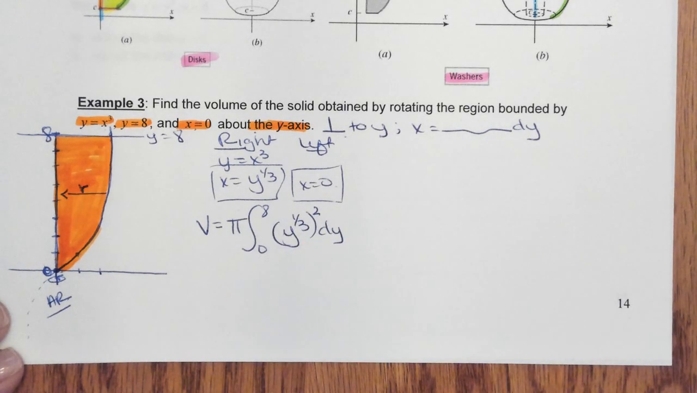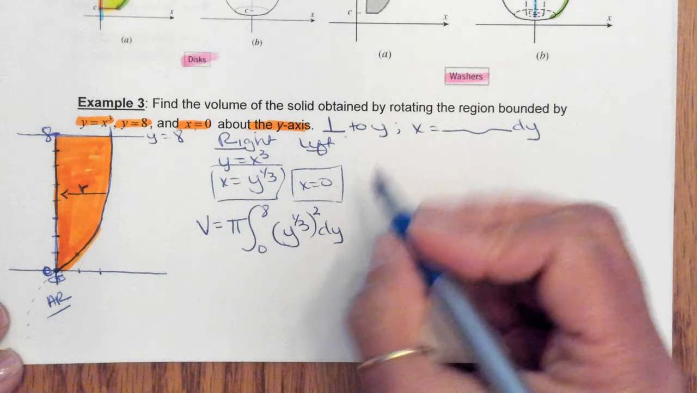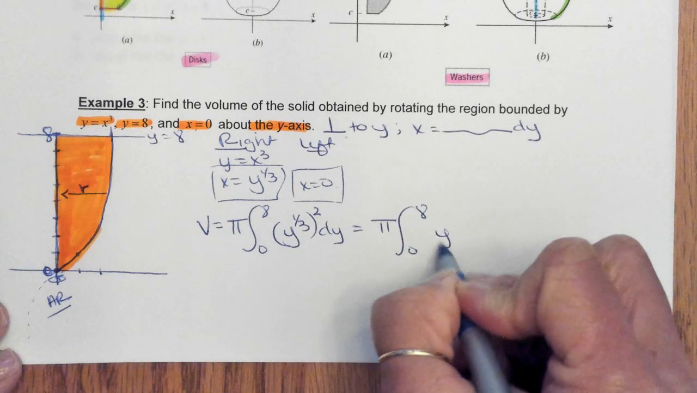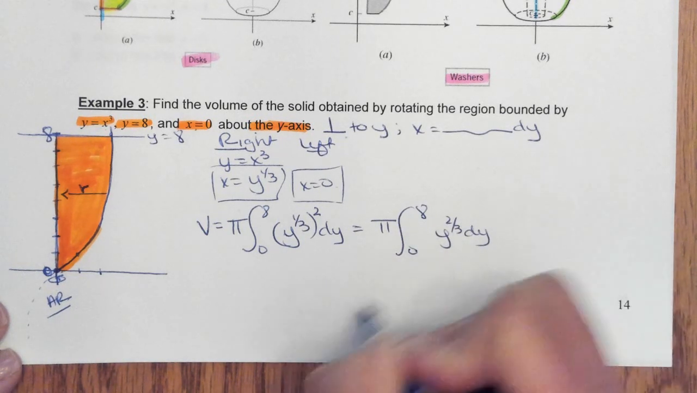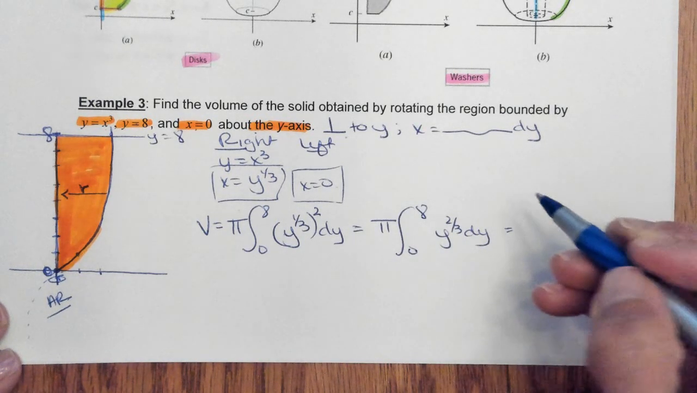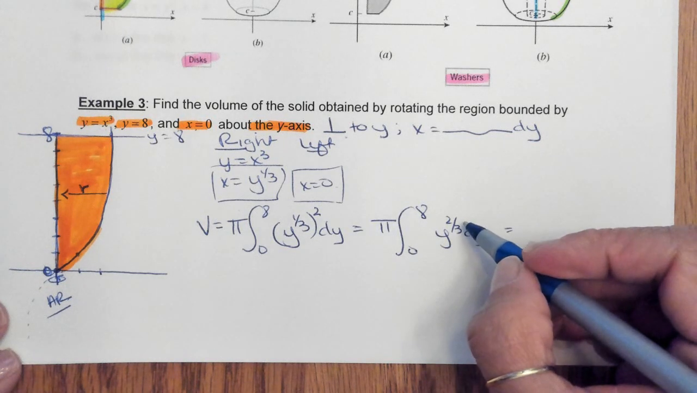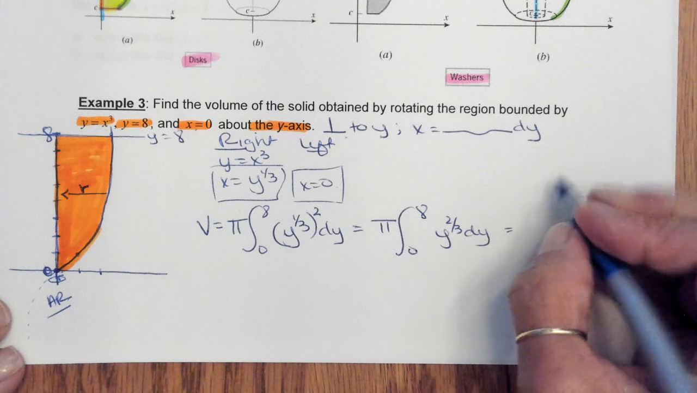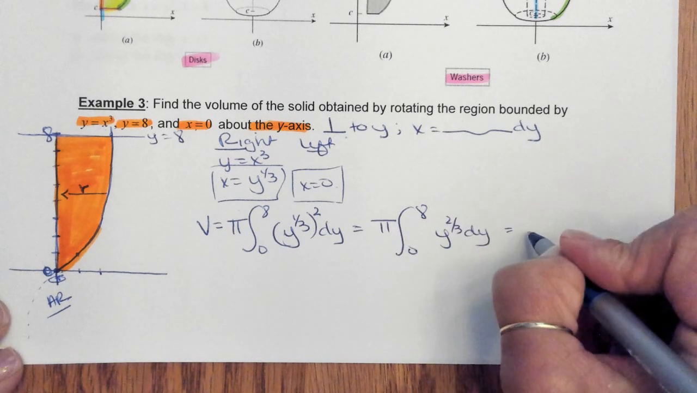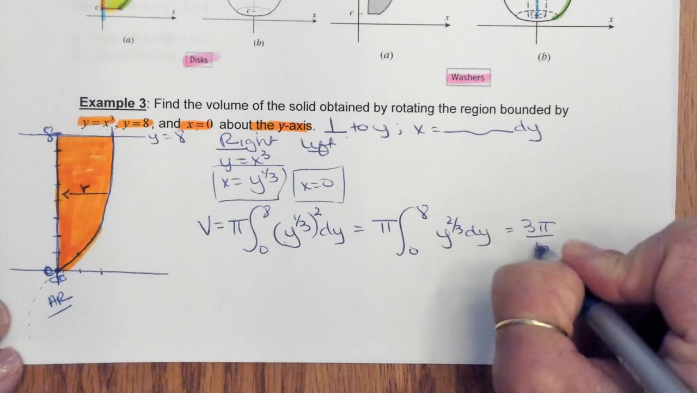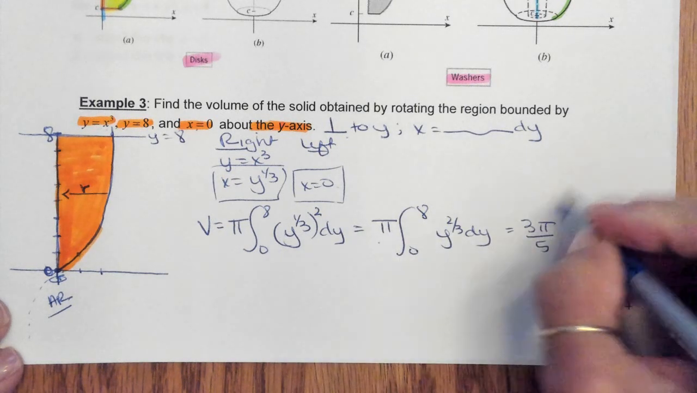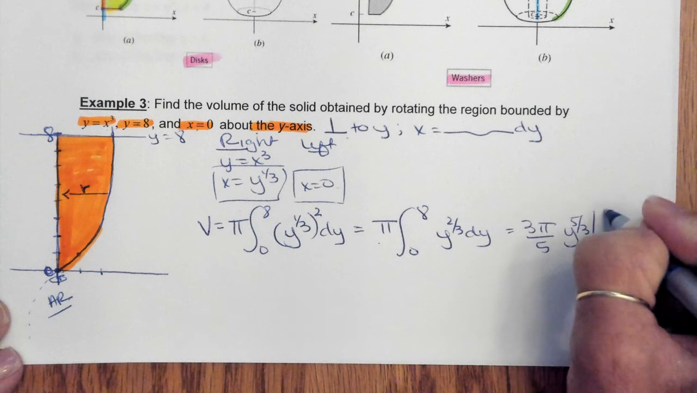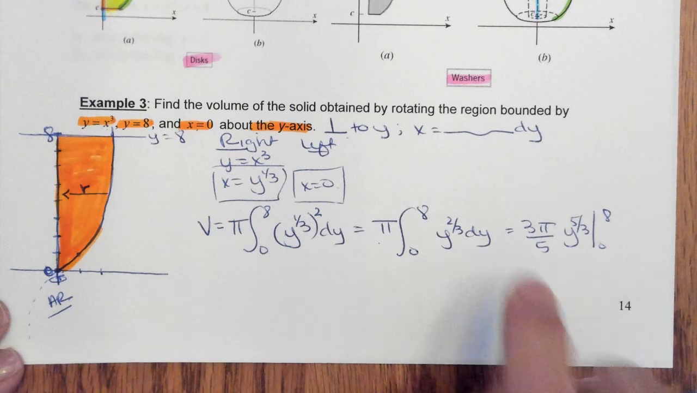That's my setup. So I actually need to integrate y to the 2/3 power dy. So this becomes 3/5 y to the 5/3. And I have my pi out here. So it's 3 pi over 5. There's the 3/5, the pi comes from the formula, y to the 5/3 to be evaluated from 0 to 8. So this can hang out on the outside.